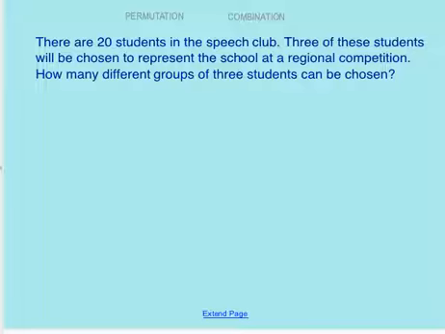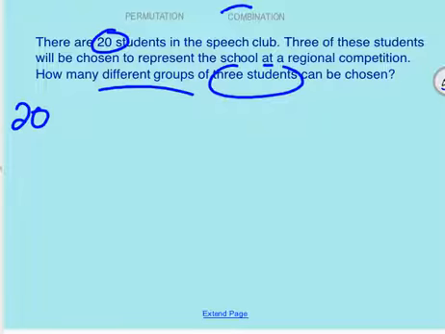Alright, then there are 20 students in the speech club. 3 of these students will be chosen to represent the school at a regional competition. How many different groups of 3 students can be chosen? So this is worried about the different groups of 3. So you have 20. So this one's going to be combination. It just wants to know how many different groups could there be.